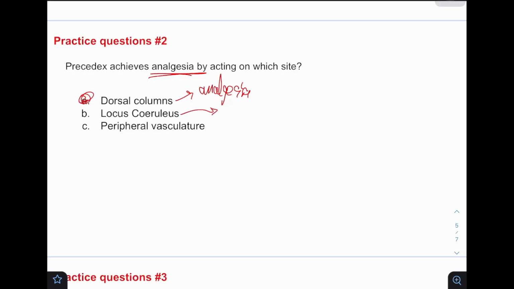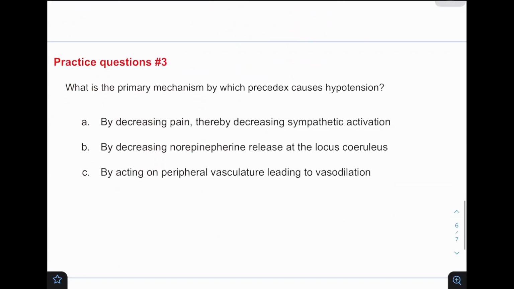Locus coeruleus will lead to sedation as well as initial hypotension. And peripheral vasculature is where you will have transient hypertension. So just remember that.